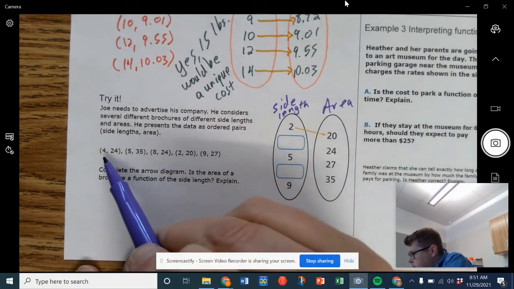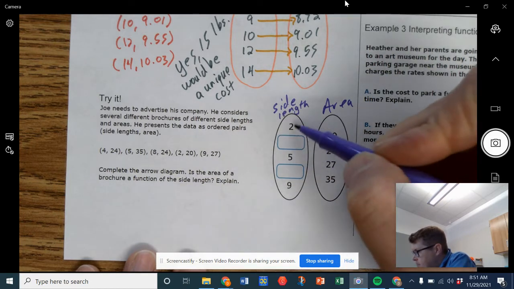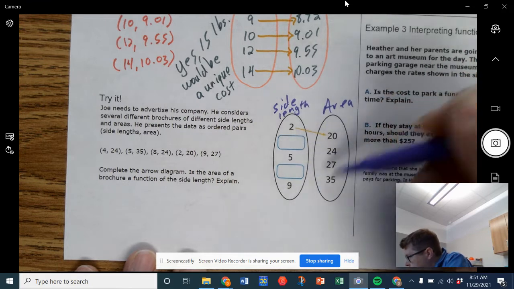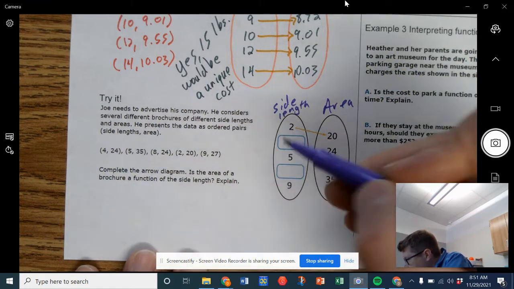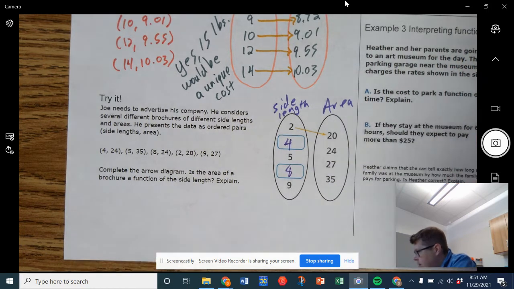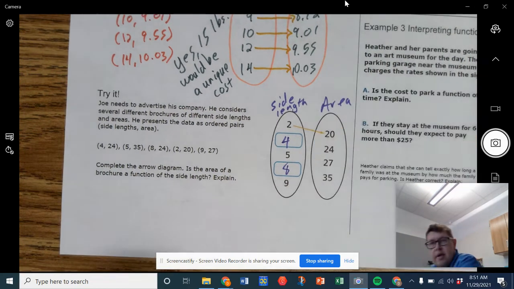So these are the ordered pairs right here: 4, 24, 5, 35, etc. And then what he does is he just puts in what we are missing here. He puts it in the mapping diagram. So we're missing a 4, a 5, and we're missing an 8 right there. And so now what we're going to do is finish off the mapping diagram. I think I actually have a color that matches that.